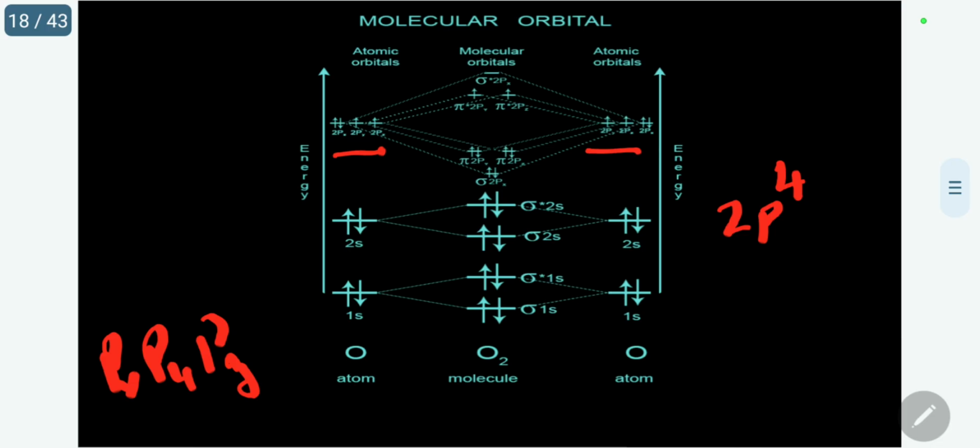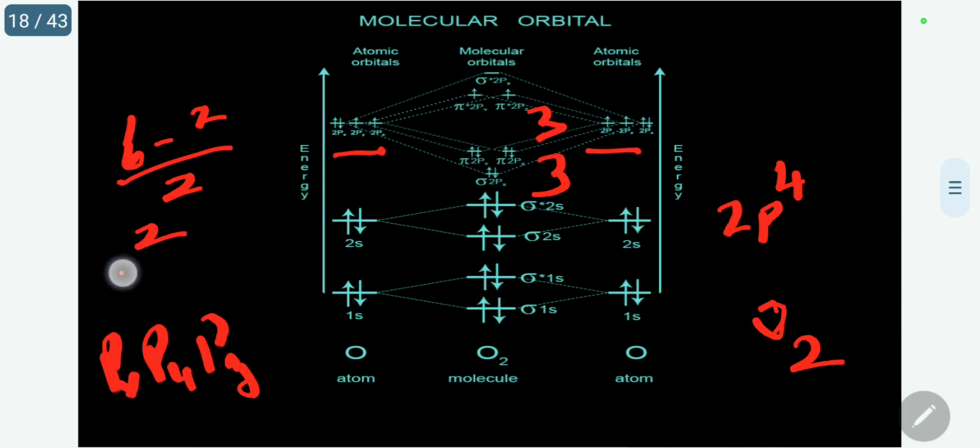So in the case of the O2 molecule, 4 plus 4 is 8 electrons. Three lower, three higher: bonding 3, antibonding 3, totally 8 electrons. The lower 6 are filled, and in the higher orbitals there is one unpaired electron and another unpaired electron. According to bond order, 6 minus 2 by 2, 4 by 2, so the bond order is 2. That's why oxygen has a double bond. 2 unpaired electrons are present in O2.